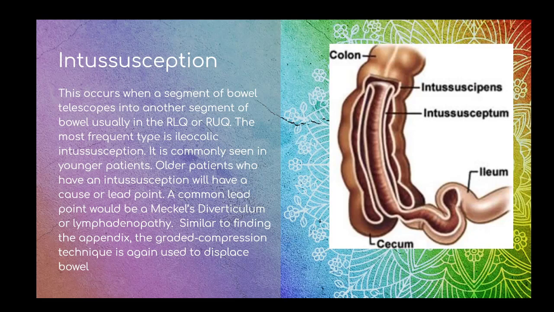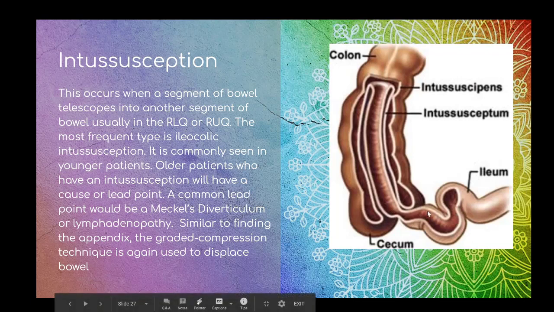All right, another GI pathology that we can see with ultrasound on little kiddos is something called intussusception. Intussusception usually is going to happen either in the right lower quadrant or in the right upper quadrant. And the most common spot for it to show up is at that ileocolic area.